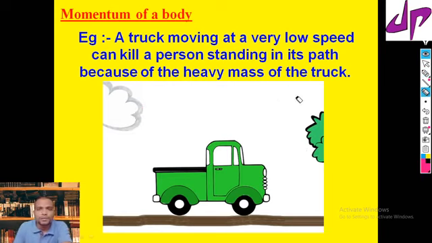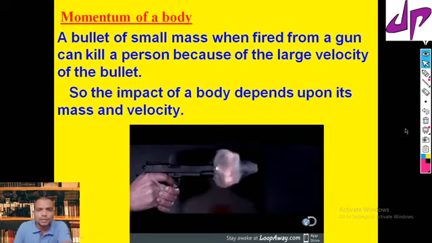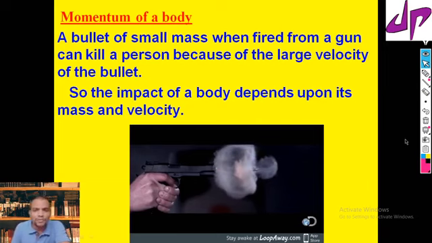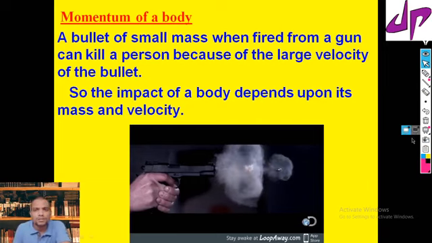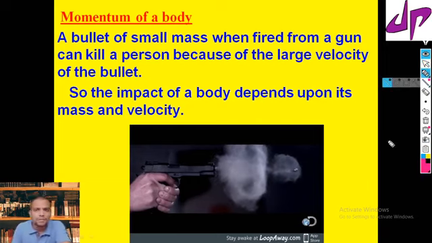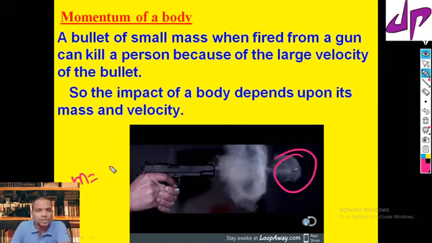Okay, let's see one more example. Consider a bullet which is fired from a gun. In this case, the bullet has mass. Let's take the mass of the bullet as very small, say 40 grams. But when it comes to velocity, after firing the gun it moves with greater velocity. Let's take the velocity as 250 meter per second.